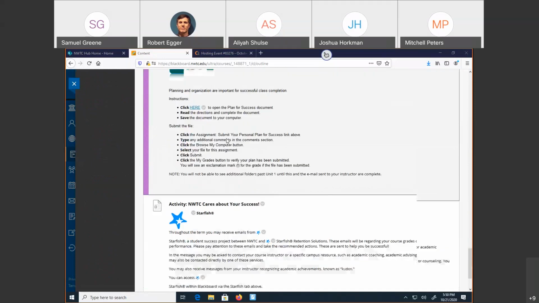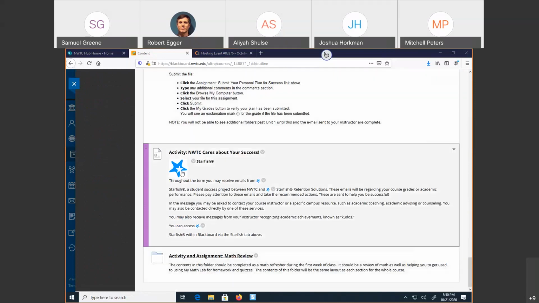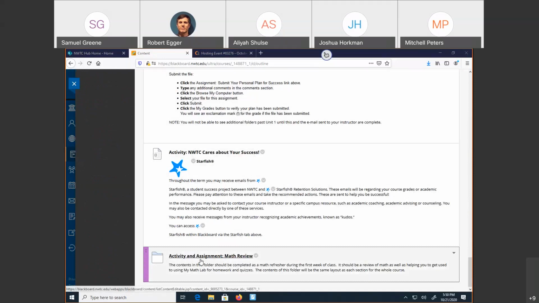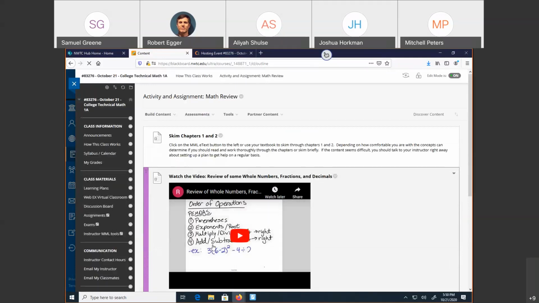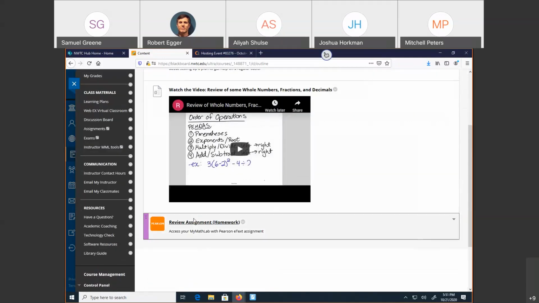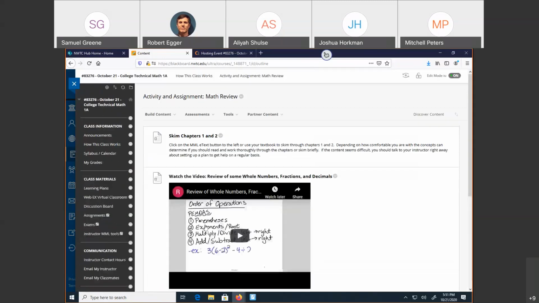That's that. Activity assignment, and then at the very bottom, this is one of the first things you need to do assignment-wise: do the review assignment homework. That's one that's about 20 questions. And once that's done, you're basically done with the preview. All right, so that's how this class works.